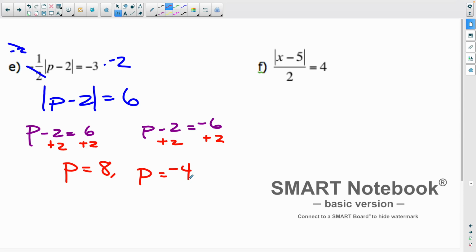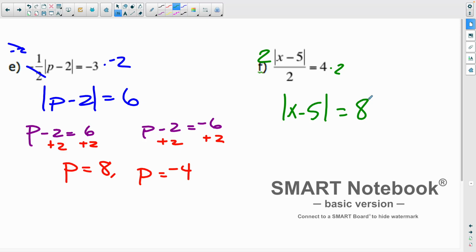All right, let's do one more of these, and then we're going to go to a little bit different concept. On this one here, how would you start this one? Multiply by 2. It's being divided by 2. I don't like the division by 2. I'm going to multiply by 2. If I multiply by 2, then that gets my absolute value by itself. Absolute value of x minus 5 is equal to 4 times 2, which is 8. Now it turns into an easier problem, I think.